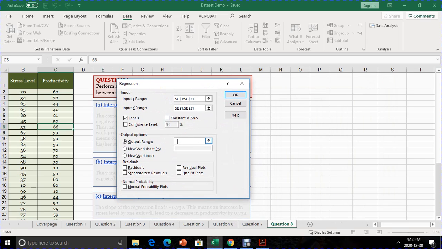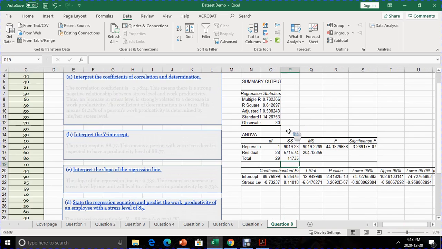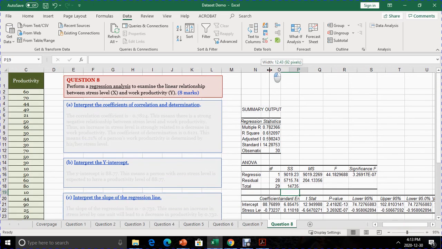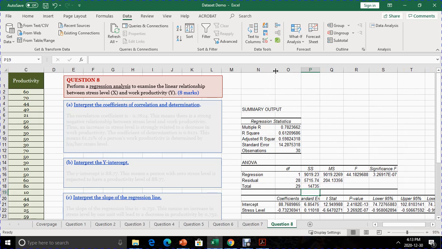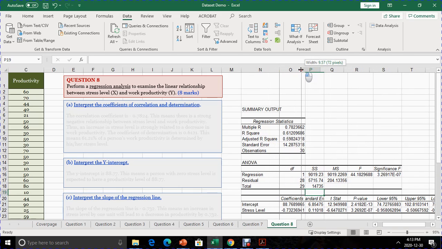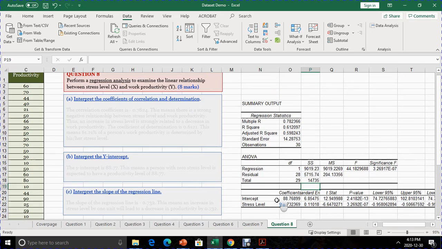So as the cursor blinks in that box, I'm going to select any blank spot to place my results in, and that is it. So I click on OK, and I should have my result output. So just expand on the cell, hold down the cursor and drag just to see the numbers. It gives you a lot of information right here, but we are only going to concentrate on few of them.